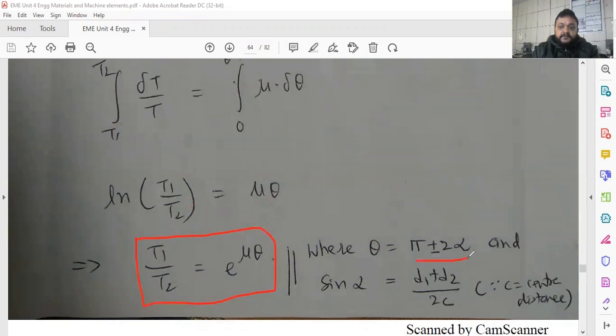Theta is pi plus or minus 2 alpha, and sine alpha is equal to (d1 plus d2) by 2c, where c is the center distance, d1 is the diameter of the driver pulley, d2 is the diameter of the driven pulley, and c is the center distance between the pulleys. From this configuration, you can easily find out alpha, and use that alpha to find out theta. So this is another thing that you have to keep in mind for solving the problem.